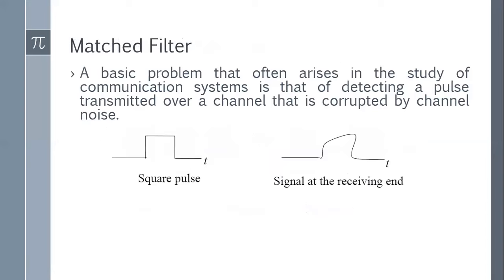Okay, so the main problem is I am sending this square pulse, but when it is sent through a channel, it gets corrupted and it gets a distorted shape at the receiver. So the matched filter reshapes it, or removes the distortion and brings out the actual square pulse. So what should be the impulse response of this matched filter? That is our problem to design. So we will now design this matched filter.